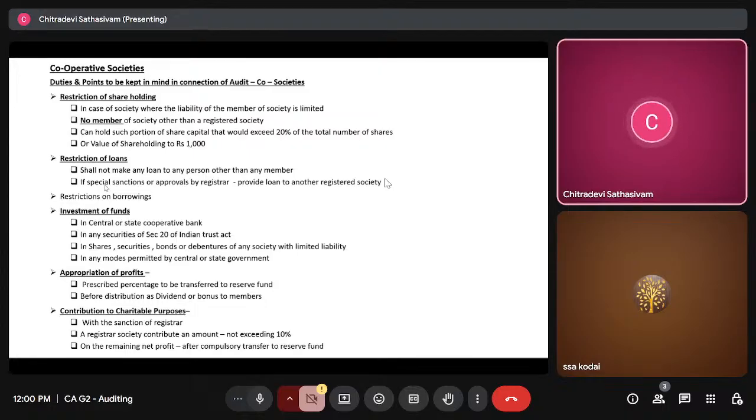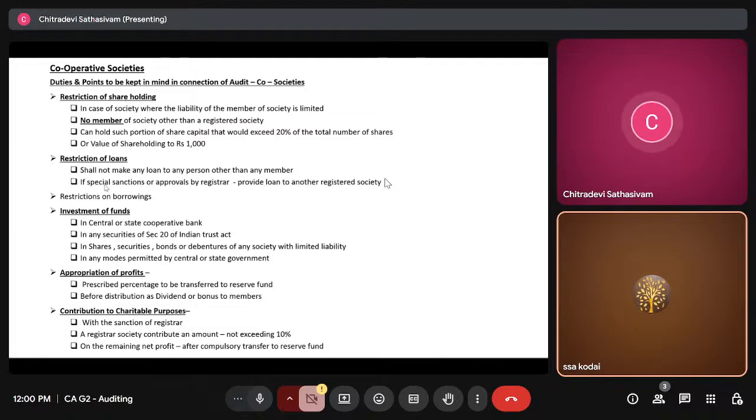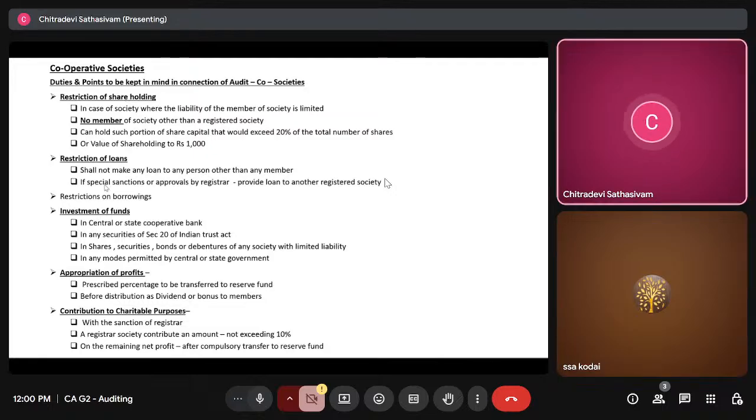Either in the central or state cooperative bank, in any securities of Section 20 of the Indian Trust Act, they can give trust to another trust. See, society is also for the benefit of the public. Trust is also operated for the benefit of the public. At the end of the day, they can give loans. Okay. Then in shares and securities of any society with limited liability, in shares, securities and bonds, the debentures of any society with limited liability, or any other modes public in the central government.